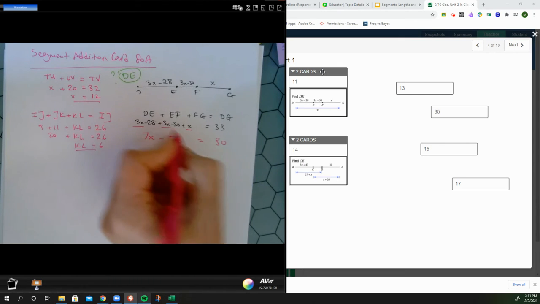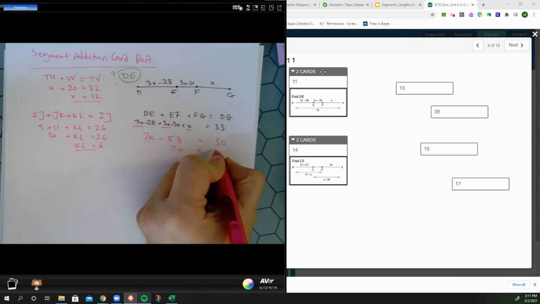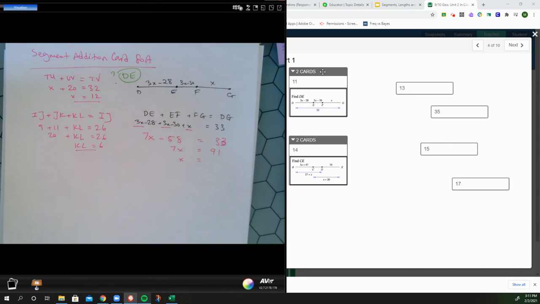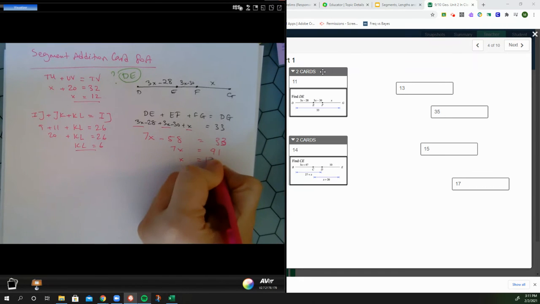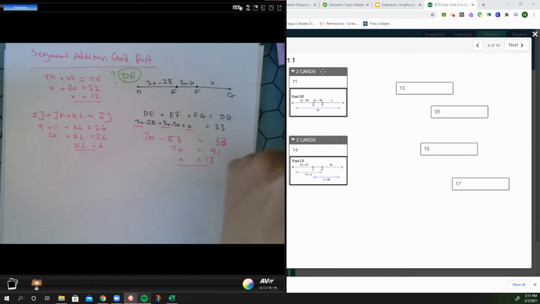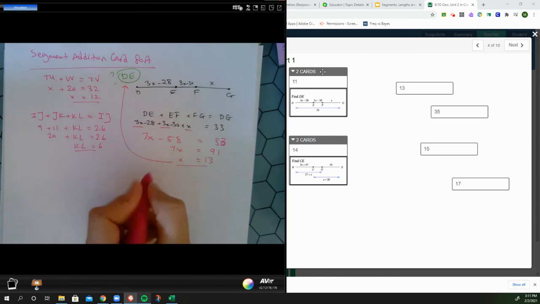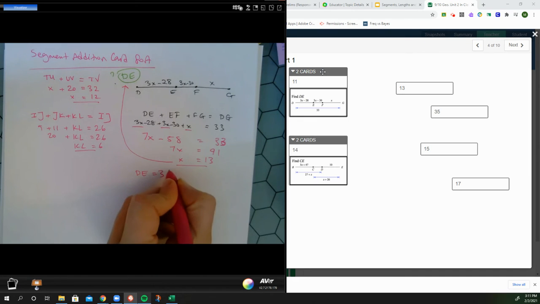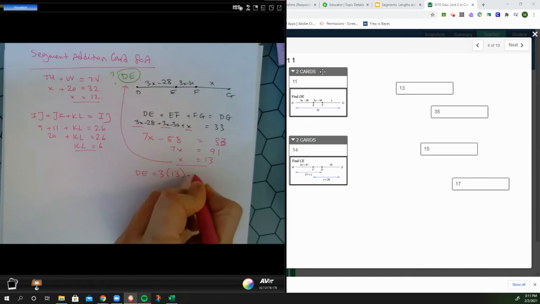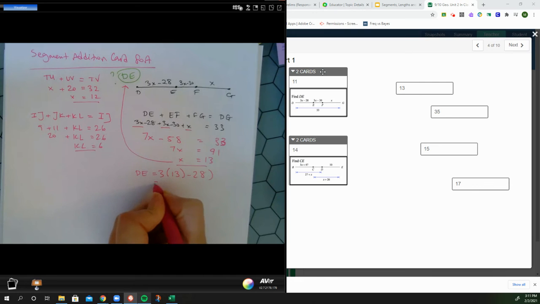I'm going to add 58 to both sides to get a grand total of, that's 33 plus 58, 91. And I divide those. I get a 13. I think a lot of you guys picked that 13, but we were supposed to leave the 13 alone. It doesn't go in the piles. What we want to do is find the length of DE. DE is 3 times x, which we just found out is 13, minus 28. And that is 39 minus 28, which is 11. So 11 is the answer for this one.